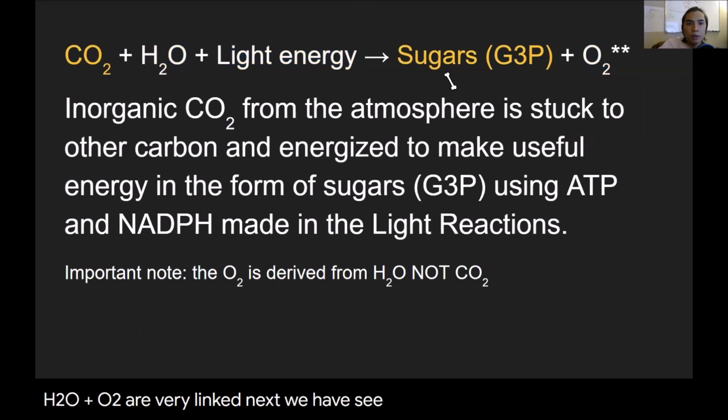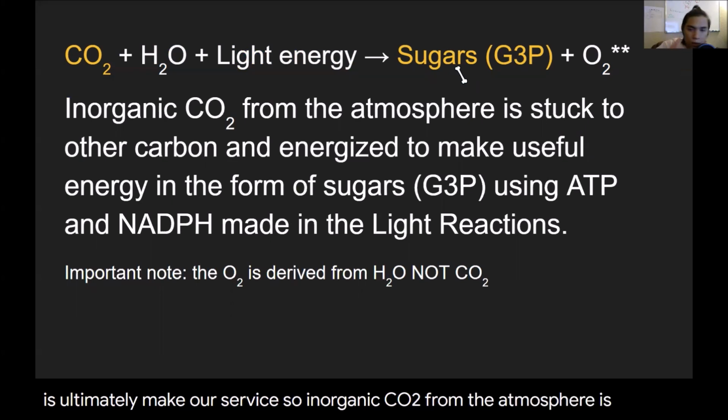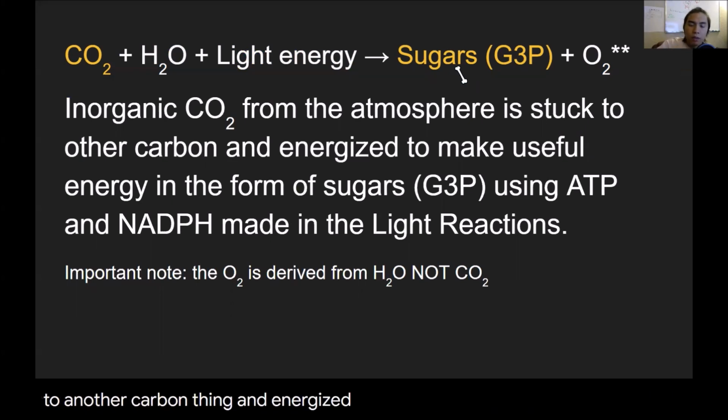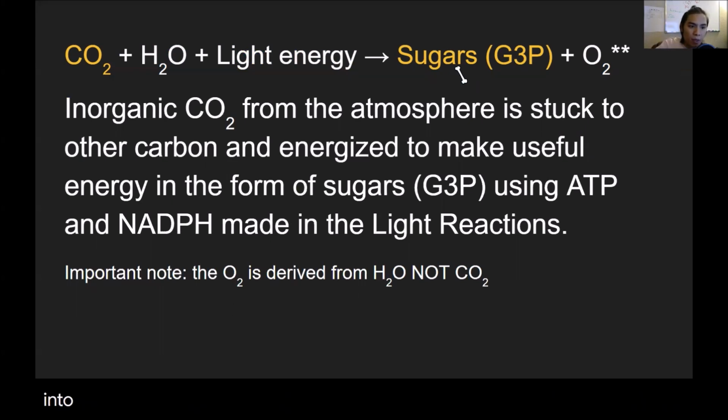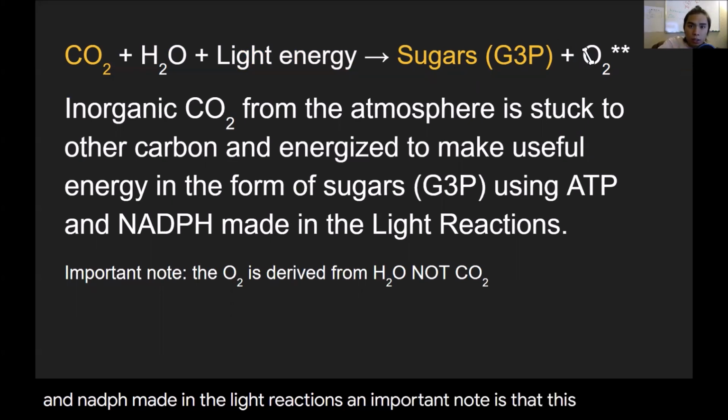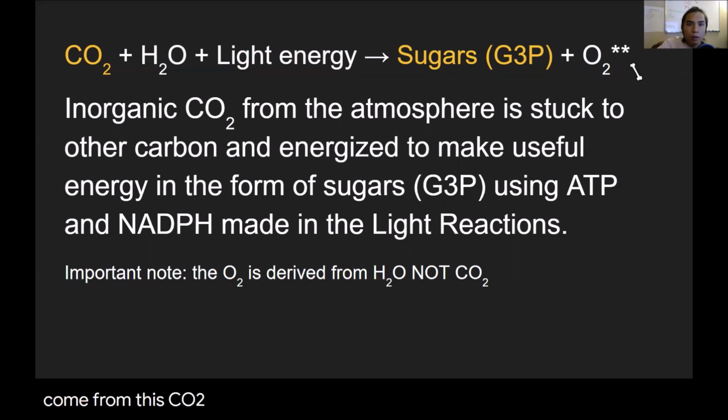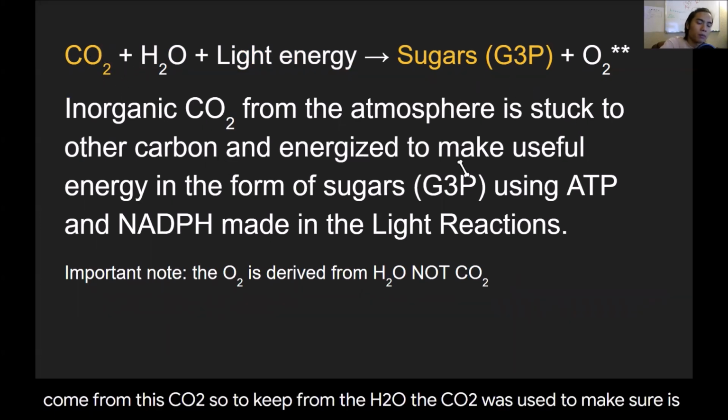Next, we have CO2 with sugars. CO2 is used as a building block to ultimately make our sugars. So inorganic CO2 from the atmosphere is stuck onto another carbon thing and energized, that was our reduction phase, to make useful energy in the form of sugars, G3P, and this reduction was conducted using ATP and the NADPH made in the light reactions. An important note is that this O2 did not come from this CO2. This O2 came from the H2O. The CO2 was used to make the sugars.